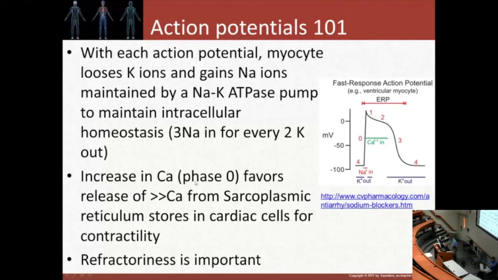This increase in calcium around phase 0 favors the release of even more calcium from the sarcoplasmic reticulum, and that was responsible for the increase in contractility that we associate with the beta-1 receptor opening up to calcium. All that calcium influx provides the stimulus for the cardiac recontractility. And of course, the refractoriness is always important, and we'll come back to that concept again and again.